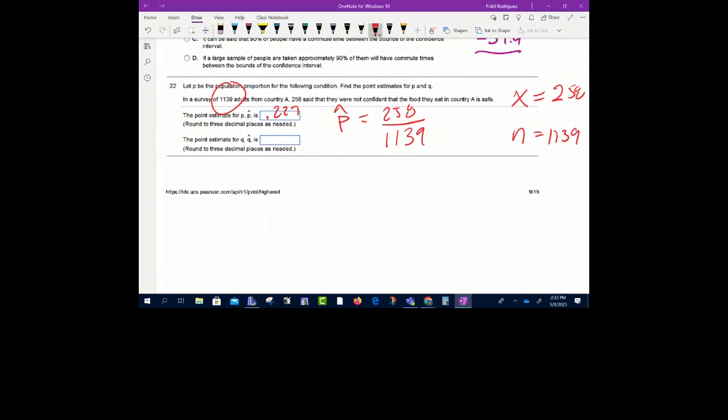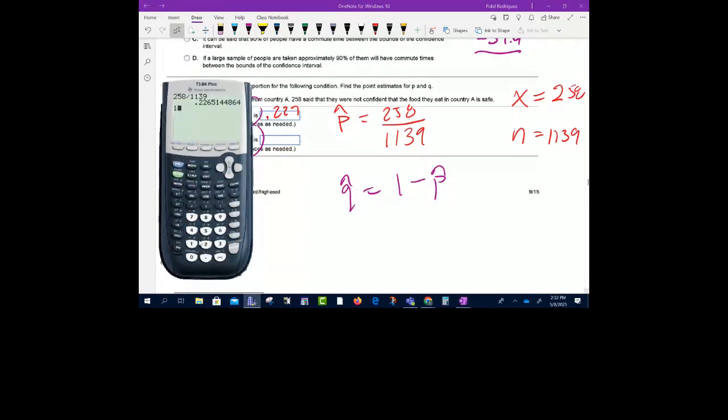Okay. And now, y'all, it's been a minute since we did this part, but look, now we're trying to find the point estimate for Q hat. Y'all, there's a couple of ways we can do this. I think the easiest way to do this, y'all, is that P hat and Q hat have to add up to 1. So the way you can find Q hat is you can go 1 minus P hat. So I'm just going to go 1 minus 0.227. And I'm going to hit enter. And I'm coming up with 0.773.